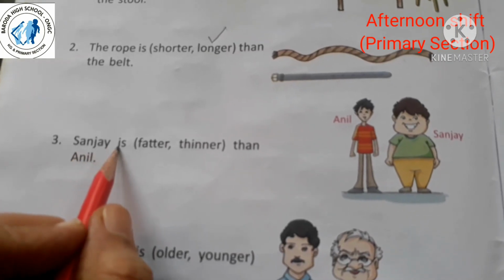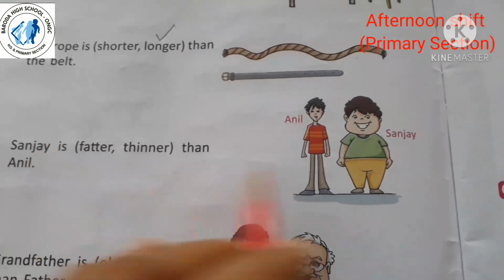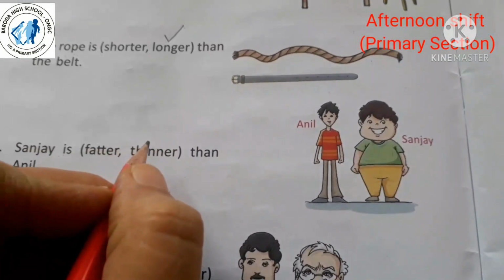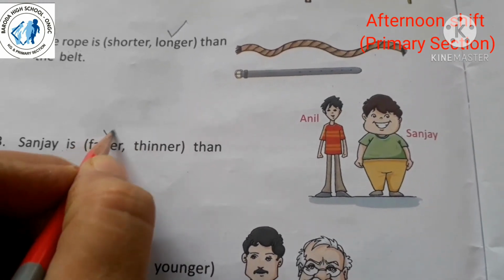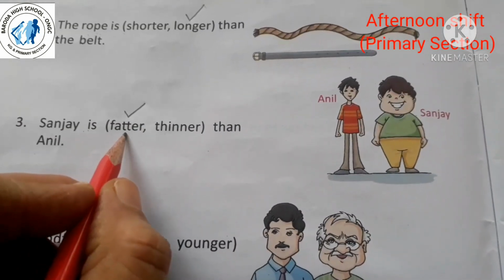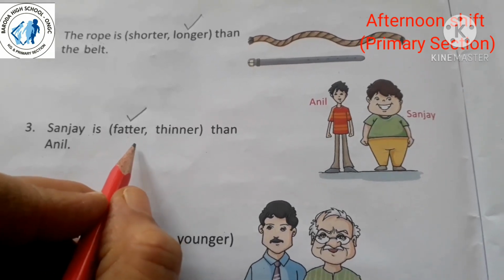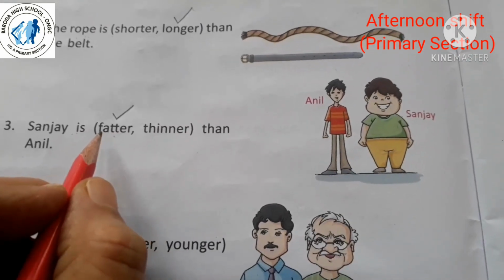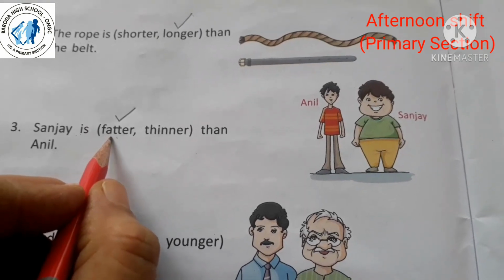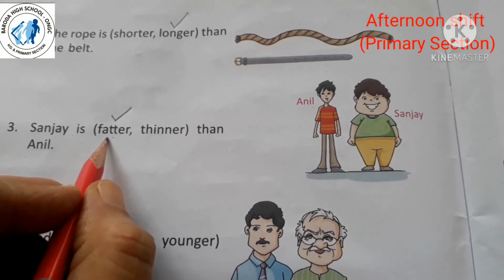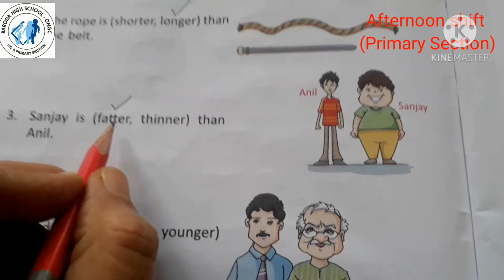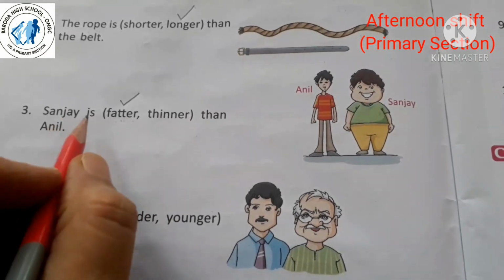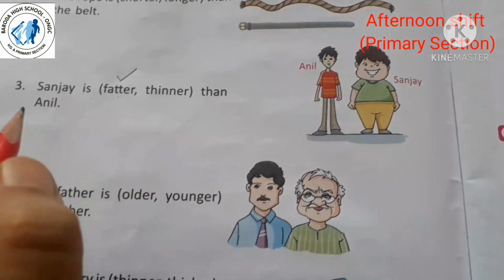Third, Sanjay is blank than Anil. Sanjay is fatter or thinner than Anil? Sanjay is fat. So Sanjay is fatter than Anil. See here FAT, double T they have written. Why double T? Because the last letter T is a consonant, but before T, A is a vowel. So when a vowel comes before the final consonant, at that time we write a double consonant at the end and add ER here. So Sanjay is fatter than Anil.